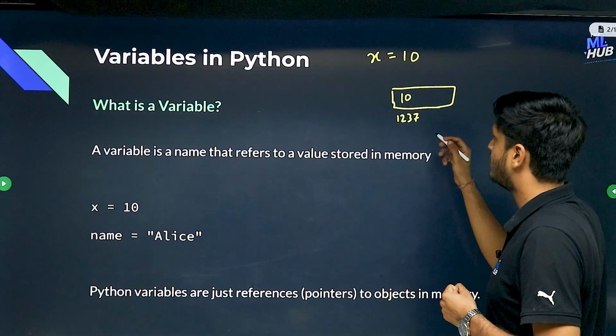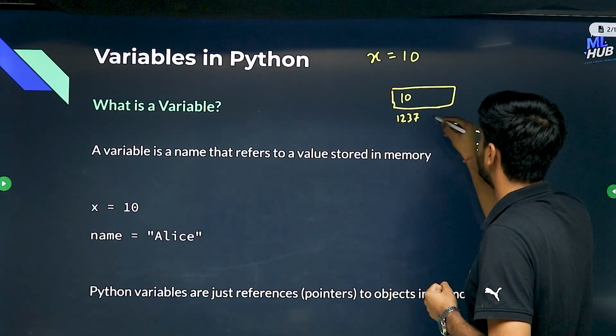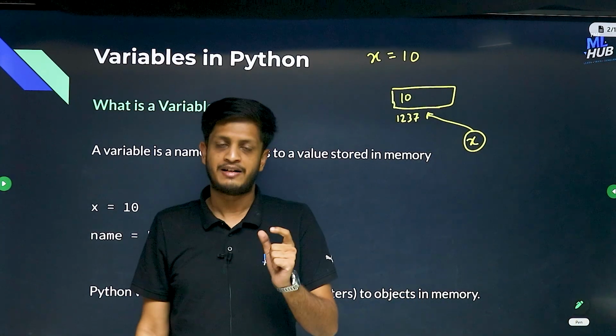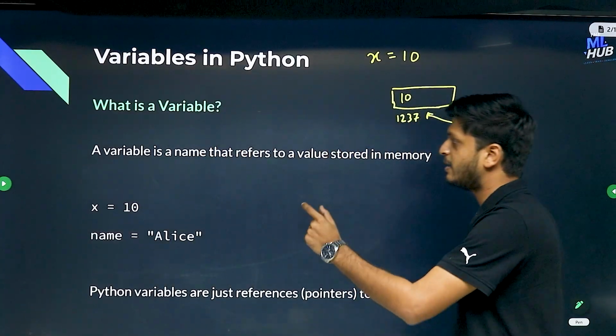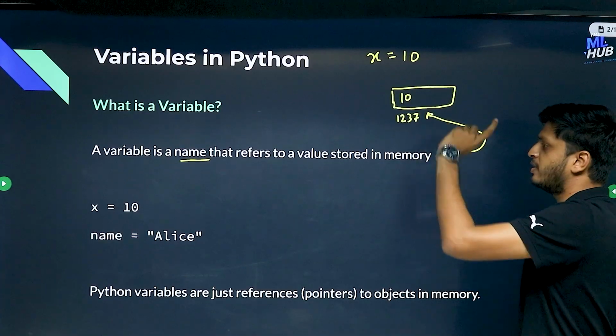Then when I say x is equal to 10, x is just the name that is pointing to this memory location. X is just the name of the variable that is pointing to this memory location. Okay, so a variable is a name that refers to a value stored in memory.